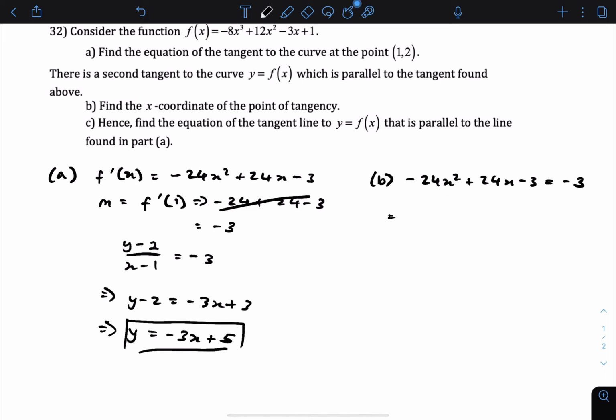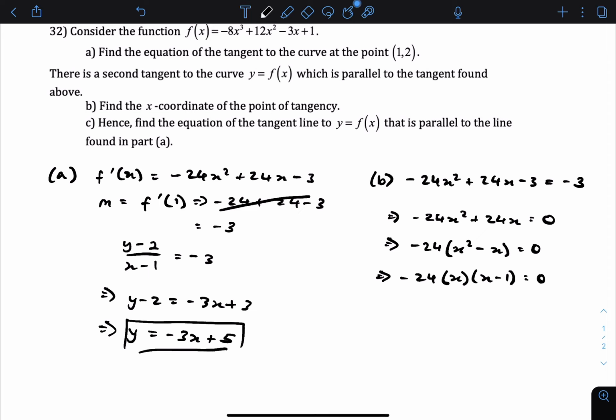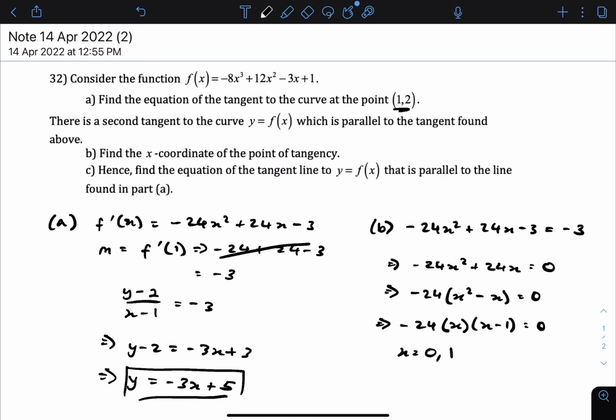So if we rearrange, we get negative 24x squared plus 24x is equal to 0. If we factor out negative 24, we get negative 24 times (x squared minus x) is equal to 0. Factor out x, we get negative 24 times x times (x minus 1) is equal to 0. So we have two solutions, x is equal to 0 and 1. We already found the one with x is equal to 1. So our solution is x is equal to 0. This is the x-coordinate over here.